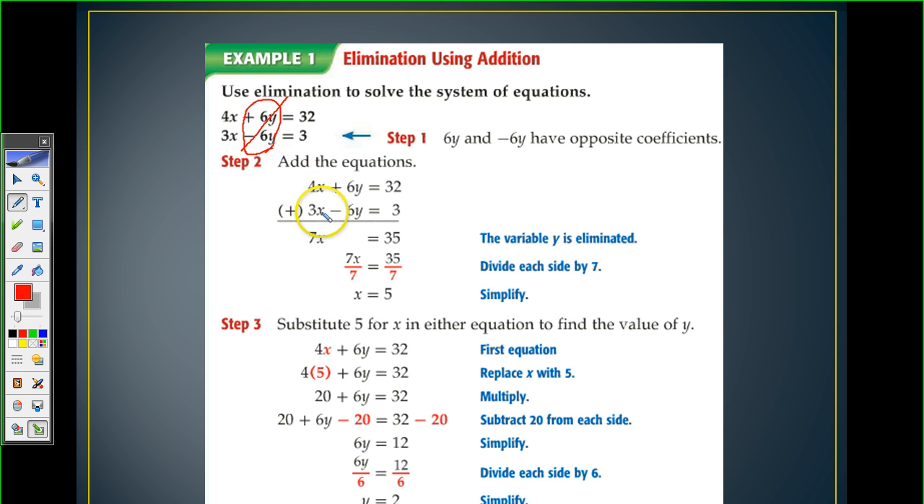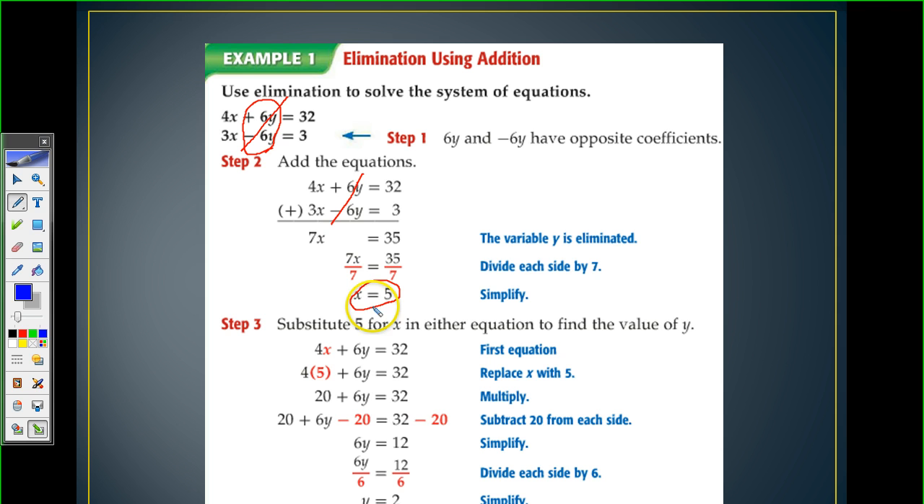So we're adding these two equations to get rid of this, and we notice we added here. So now you have 4x plus 3x equals 7x, and 32 plus 3 is 35. Now you have a one-step equation, so you're going to divide by 7 on each side, and you have x equals 5. So that's one part of our answer.